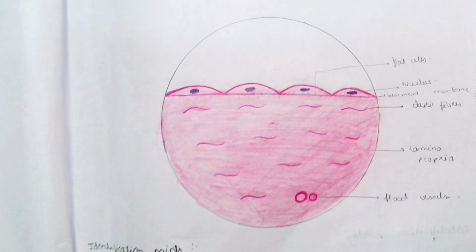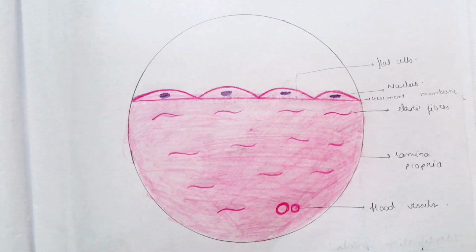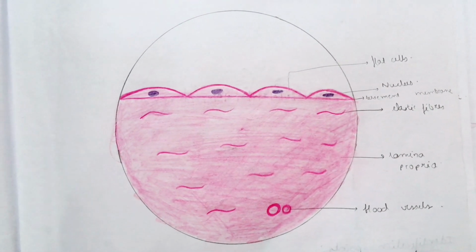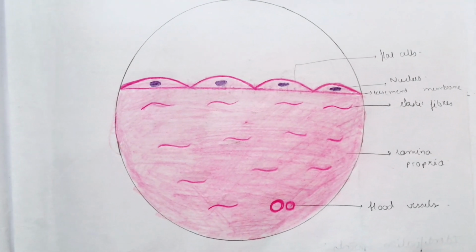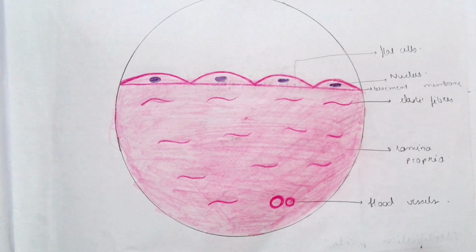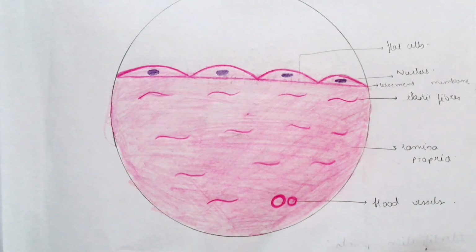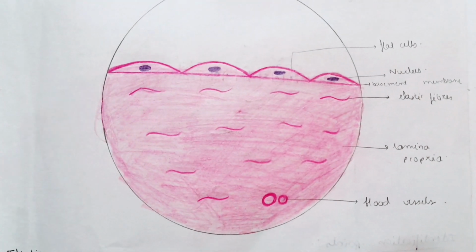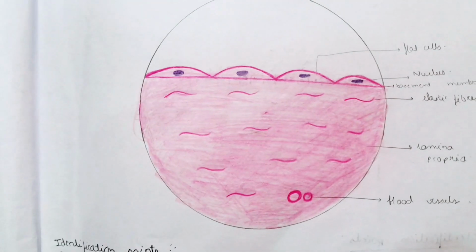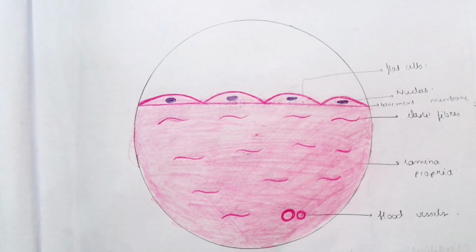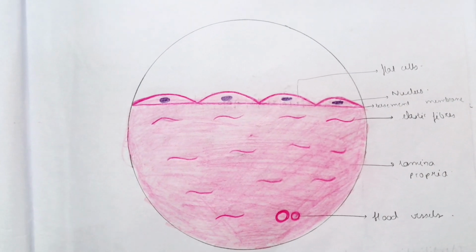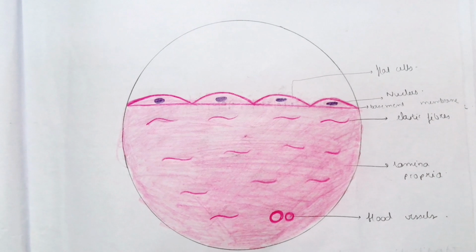Simple squamous epithelium consists of a single layer of flattened cells with flattened nuclei, and the nuclei produce bulging in the cell surface. The functions include rapid transport of substances, diffusion of gases, and filtration of fluids. Examples include endothelium, mesothelium, and the lining of alveoli of lungs.